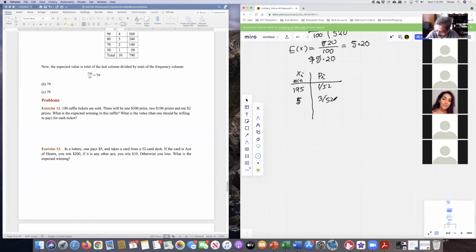So therefore, the zero winning, what is the probability for that? It's the remaining probability. Remember, the total probability should be 1, right? So we have 4 over 52. If you subtract 4 over 52 from 1, that's the probability for getting 0. So 48 over 52 is the remaining probability. That's what you have for the 0.